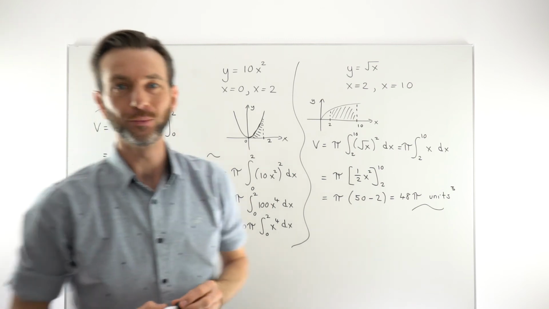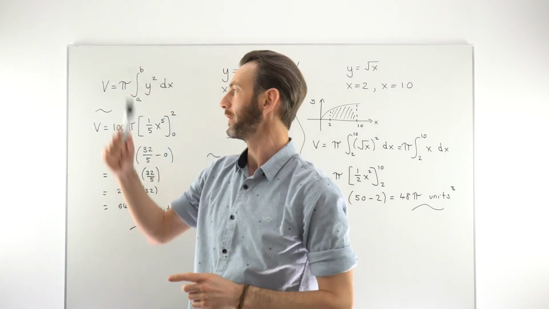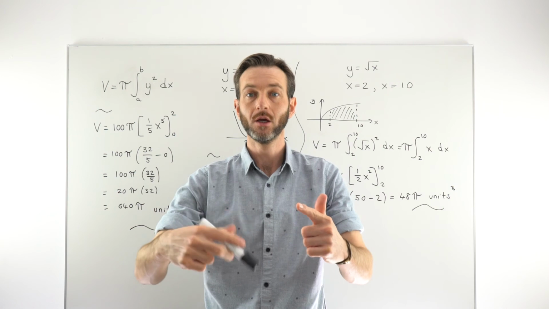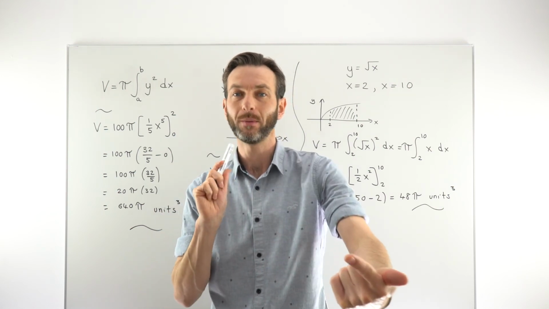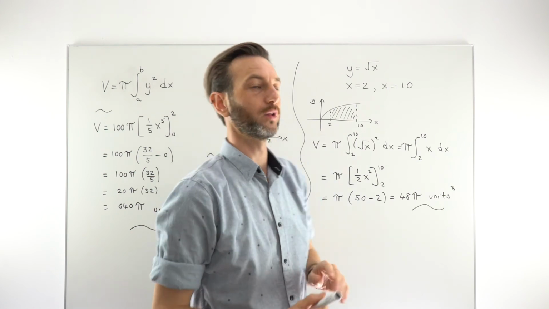So that's basically how we use the formula for finding the volume of revolution around the x-axis. In the next class, we're going to do a very similar thing. We're just going to think about spinning them around the y-axis instead.